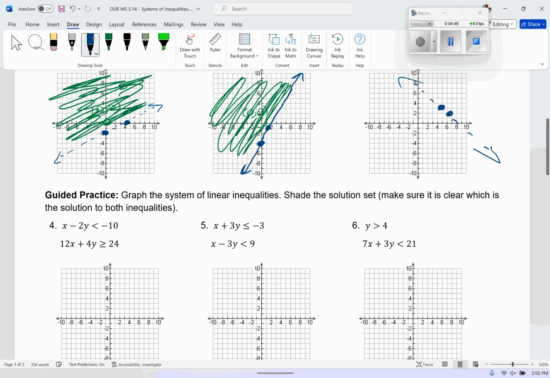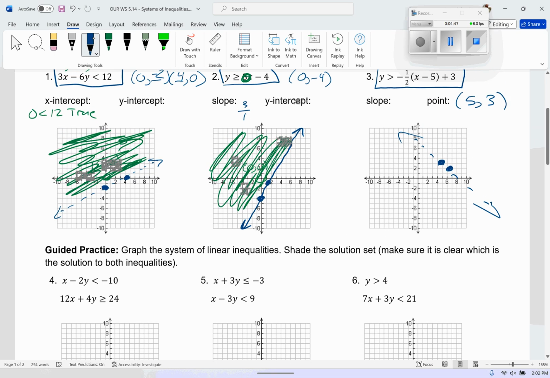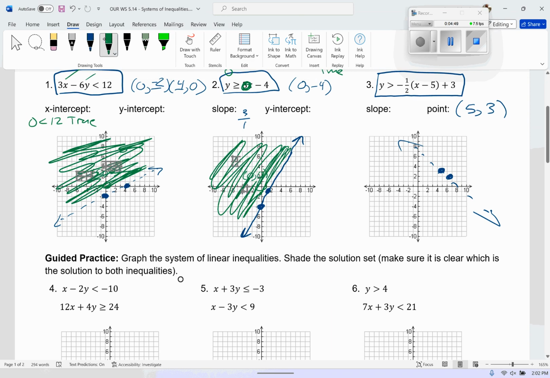Hey, what's a good point to pick? 0, 0. You guys see a trend here? Now this one might be a little tougher. I get 0 over here. I get a 0 right there. So negative times negative is what? Positive. So this becomes a positive number. I don't even care what the number is. It's a positive number. Agree?